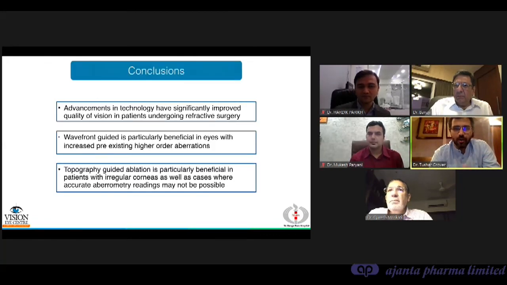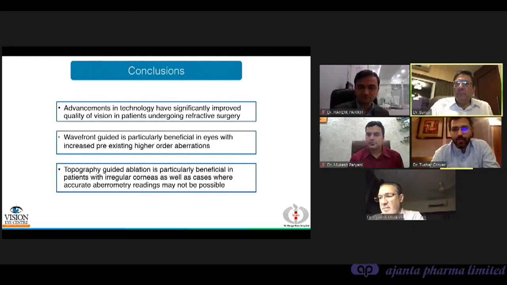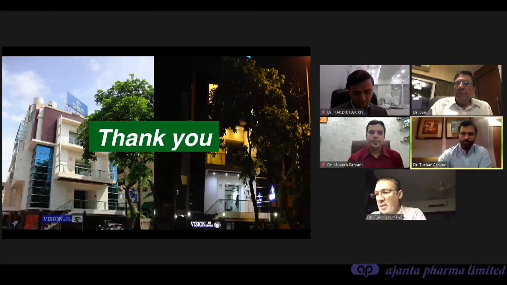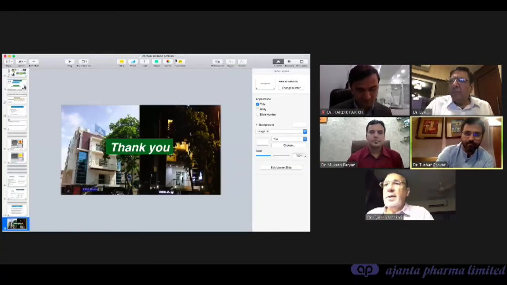To conclude, advancements in technology have significantly improved the quality of vision that we are now able to achieve in refractive surgery. Wavefront guided ablation is particularly beneficial when you have eyes with increased pre-existing higher order aberrations. Topography guided ablation is of particular use when you have irregular corneas or where you're not able to get accurate aberrometric readings. Thank you.